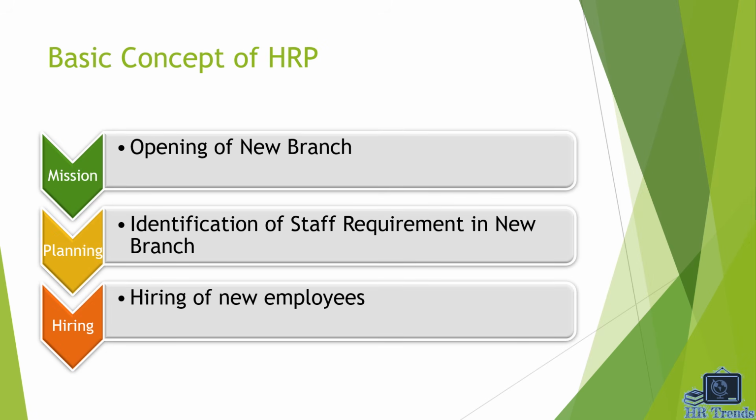So let us take an example of human resource planning. Let's say a company wants to open its new branch. So its planning will be like how much staff is required and how much staff is required in different departments of the company. So the company will start hiring the new employees, and then the branch operation will start. So this is a simple example of human resource planning.